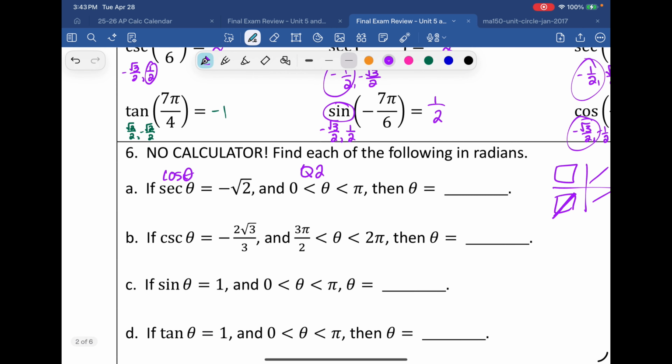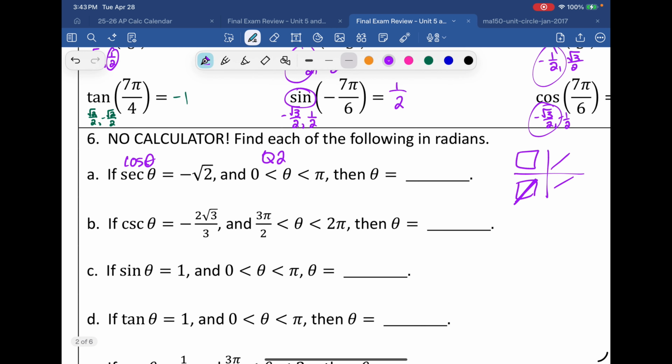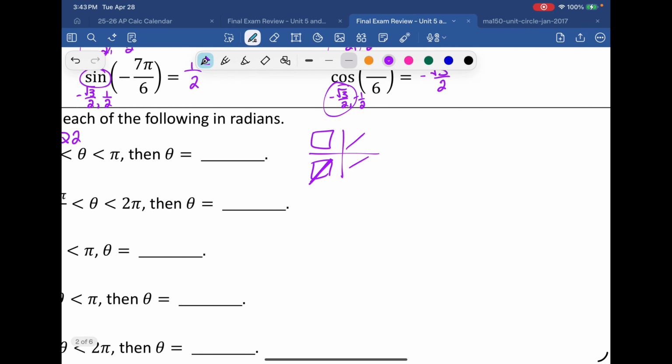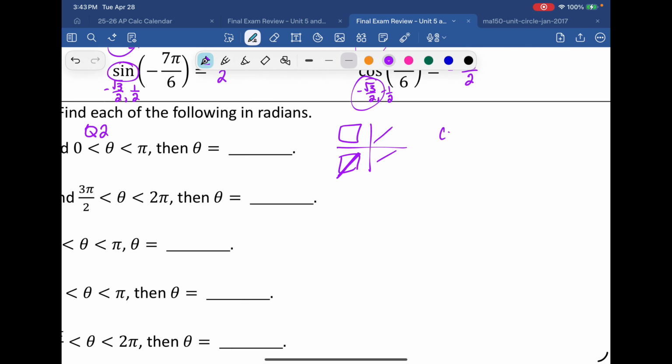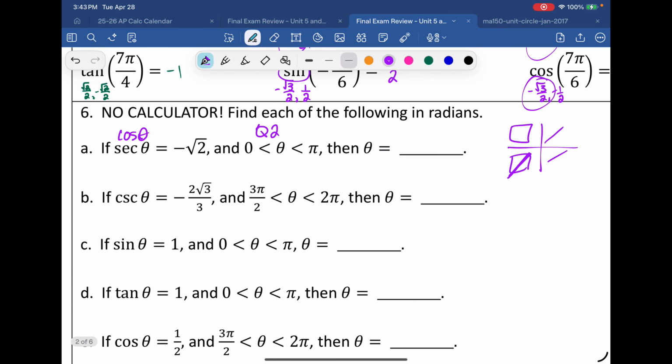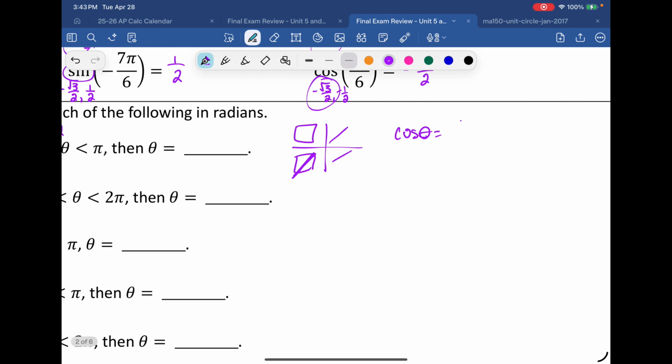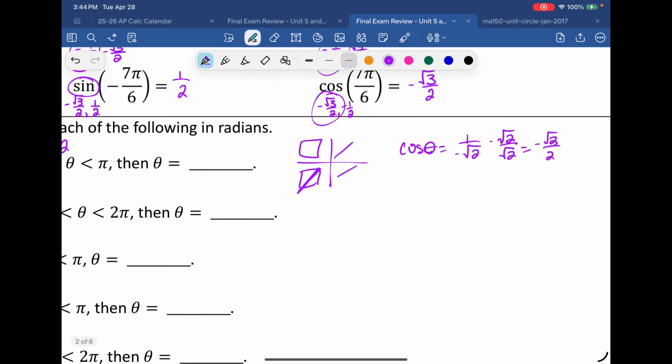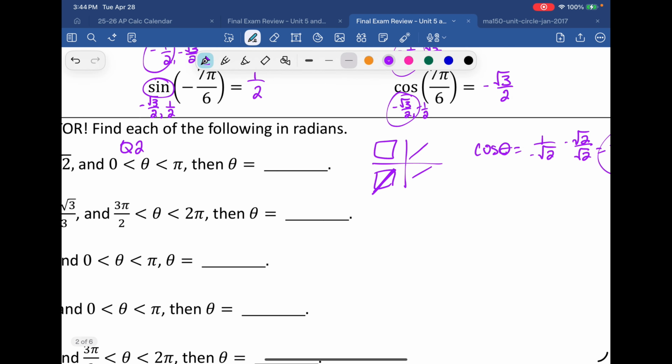Okay, now keeping with this, secant is the reciprocal of cosine. So I'm going to take the reciprocal of secant, so I do cosine. The reciprocal of negative root 2 is 1 over negative root 2. Rationalize it. So this is negative root 2 over 2. Well, the angle that produces that x-coordinate is 3 pi over 4.